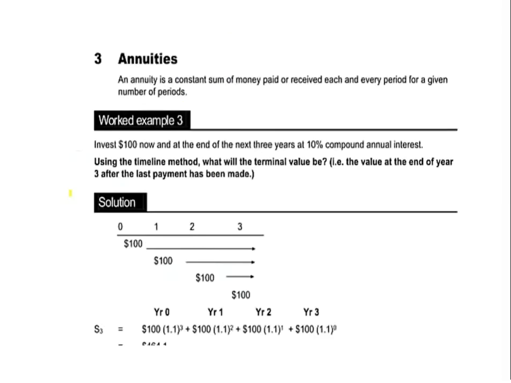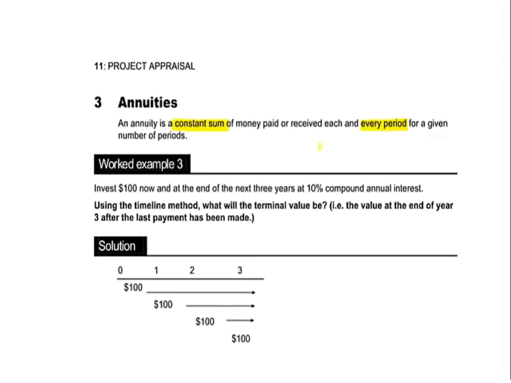Rather than a one-off payment, sometimes we might see an annuity. An annuity is when you get the same amount every single year for a given number of years. In worked example 3, then, we have an annuity. So we're investing $100 now and at the end of the next 3 years. So we've got 4 investments being made of $100 and there's 10% compound interest going on here.